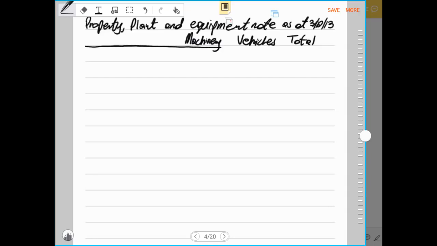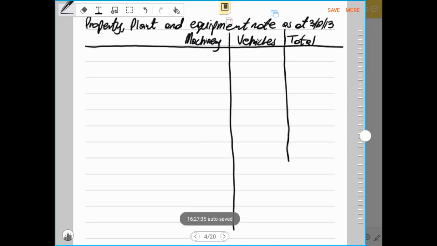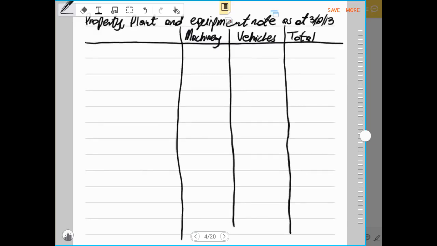Then after, we draw the line to make it a little bit neat. The first thing we start with is the carrying amount. And the carrying amount is at the 1st of January 2013. Very important to note that.